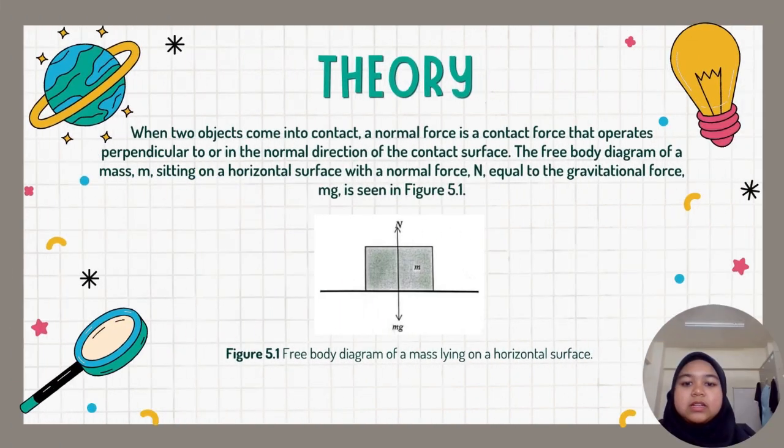When two objects come into contact, a normal force is a contact force that operates perpendicular to, or in the normal direction of, the contact surface. The free body diagram of a mass sitting on a horizontal surface, with a normal force equal to the gravitational force, is seen in figure 5.1.